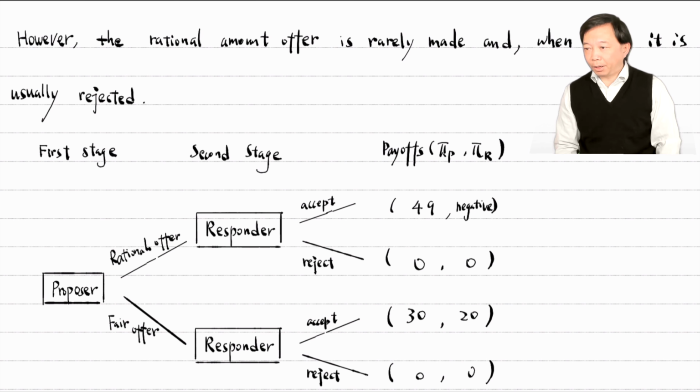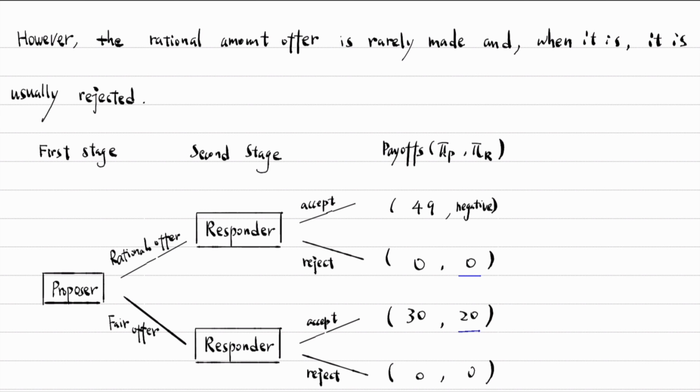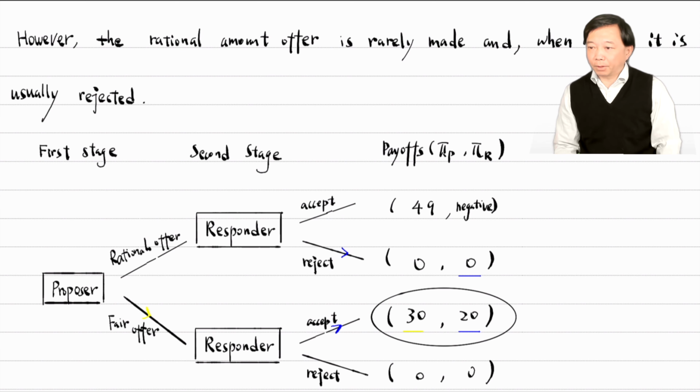After we change the payoff, we find that the subgame perfect Nash equilibrium path becomes: the proposer first makes a fair offer, and then the responder accepts the offer. The outcome of the game is that the proposer gets 30 and the responder gets 20.